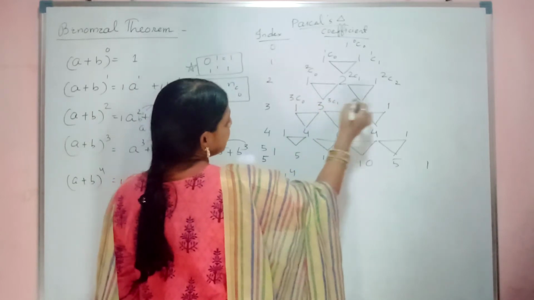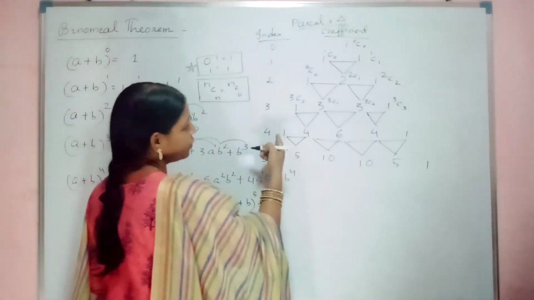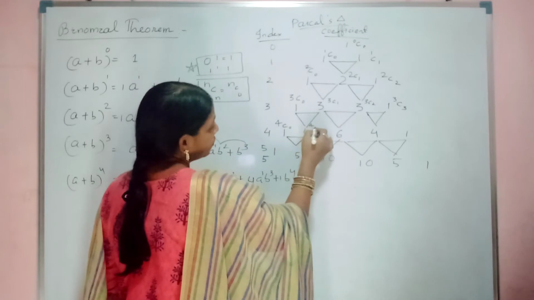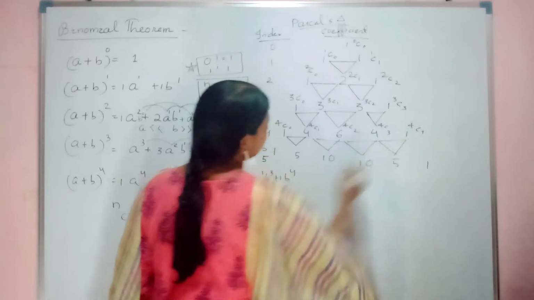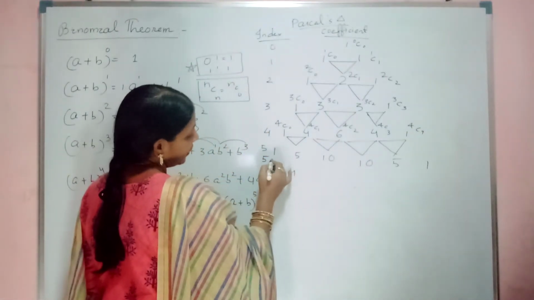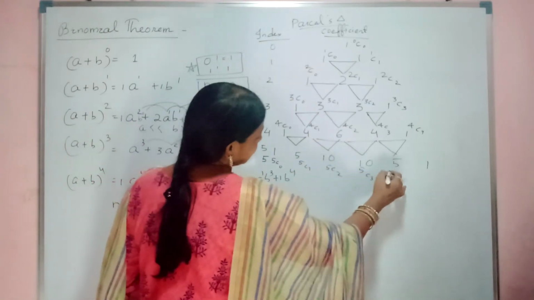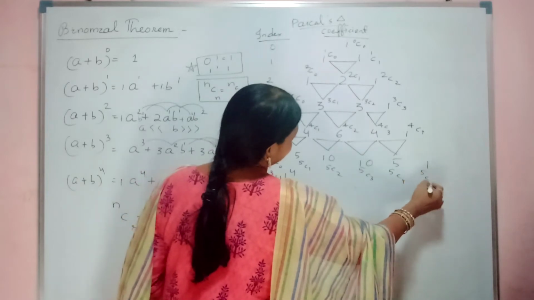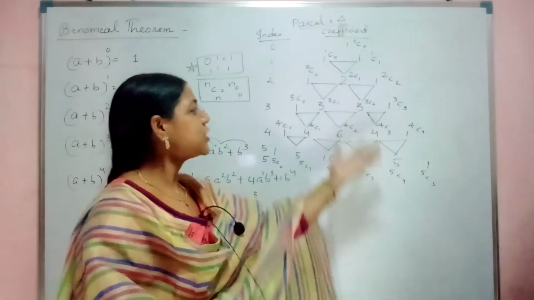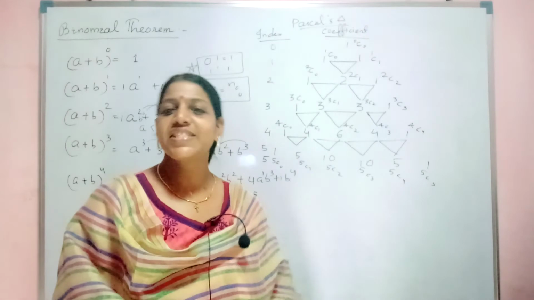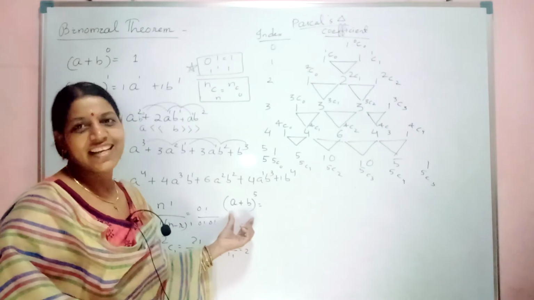Similarly, here I can write 3C0, 3C1, 3C2, 3C3. Now this coefficient 1 also. 4C0, 4C1, 4C2, 4C3, 4C4. Similarly for 5, what will I write? 5C0, 5C1, 5C2, 5C3, 5C4, 5C5. Yes or no? If we substitute the direct coefficients from this Pascal's table in the form of combinations, then it is very easy to write this expansion.